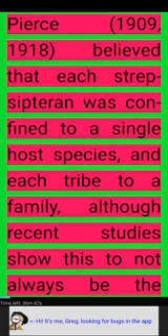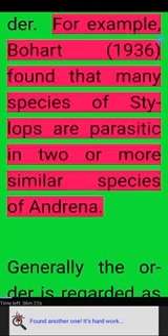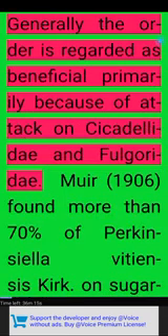Pierce 1909, 1918 believed that each Strepsipteran was confined to a single host species, and each tribe to a family, although recent studies show this to not always be the case. Clausen 1940 believed that host specificity was not usual in this order. For example, Bohart 1936 found that many species of Stylops are parasitic in two or more similar species of Andrena. Generally the order is regarded as beneficial primarily because of attack on Cicadellidae and Fulgoridae.